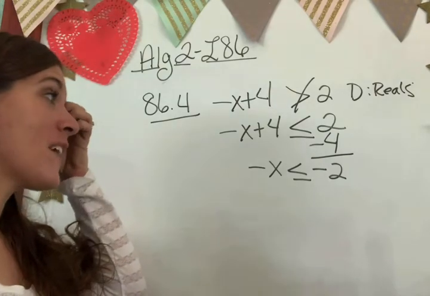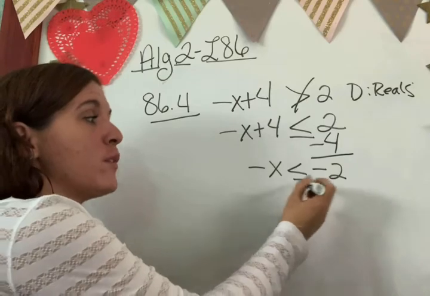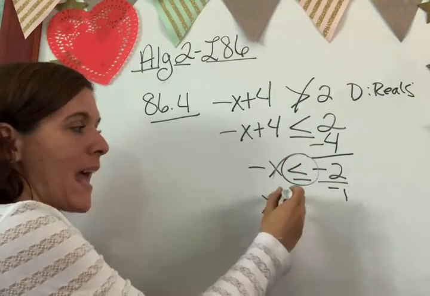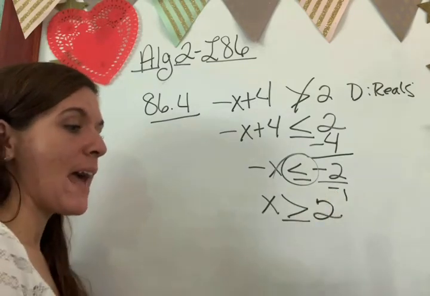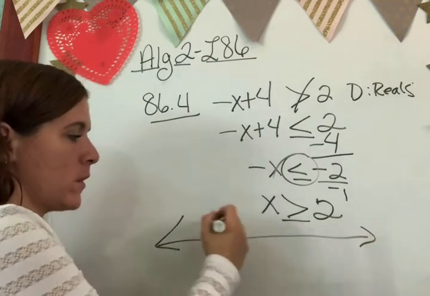But then you have to take off that negative sign, and guys, when you do that, you're basically dividing by a -1. And if you divide by a negative number, you have to flip that sign again. So it's going to be x is greater than or equal to 2. Okay? x is greater than or equal to 2, and then you can graph it.